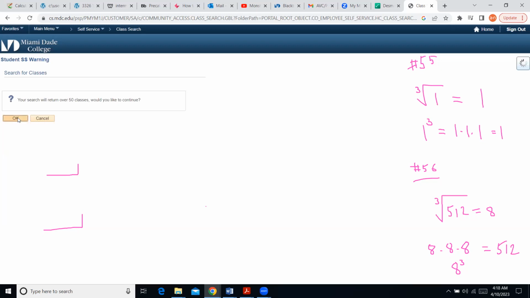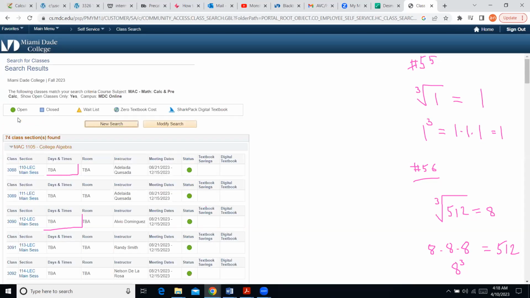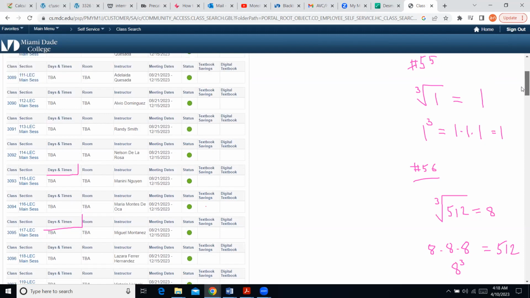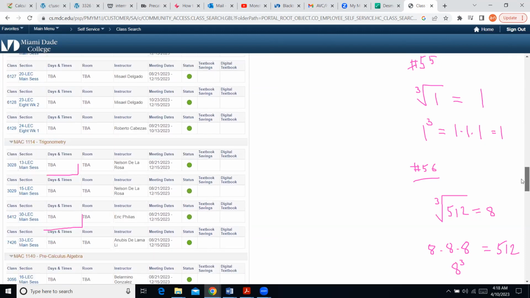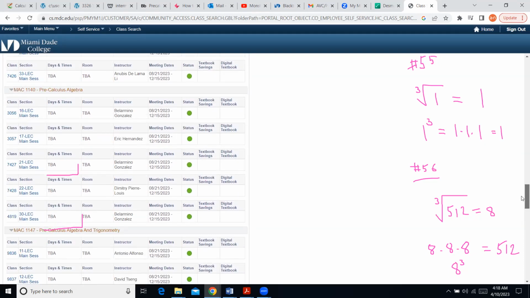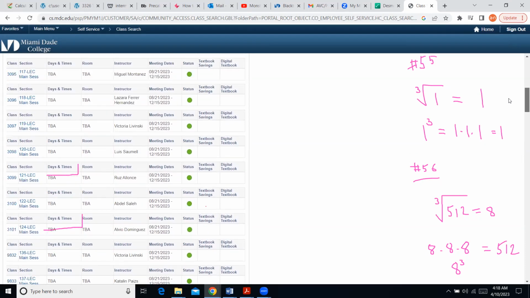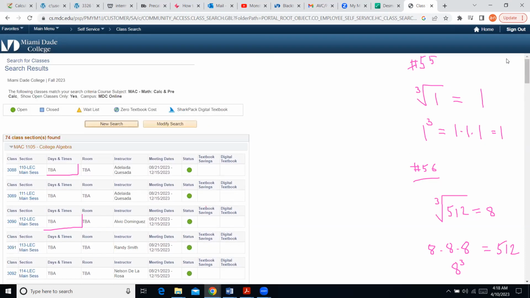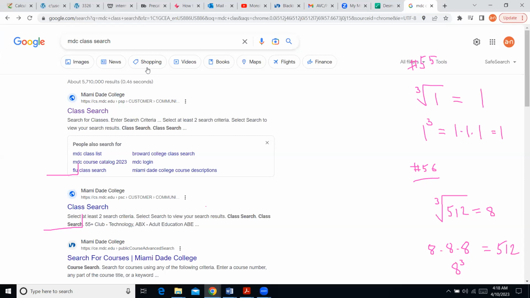Okay, just click OK, because there are lots of online classes available. So you can see there are so many online classes available. They never give the time for those classes because they're online, so they don't even care what time it is. That's another alternative. So just for you to know, you could just go to MDC class search, and that's something that will help you to get the schedule.